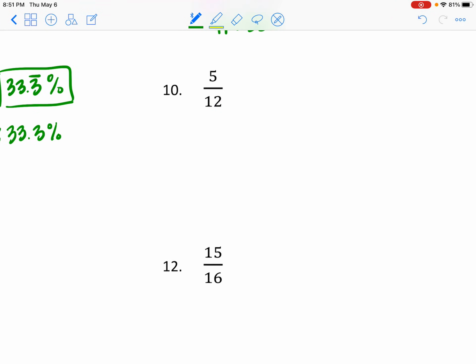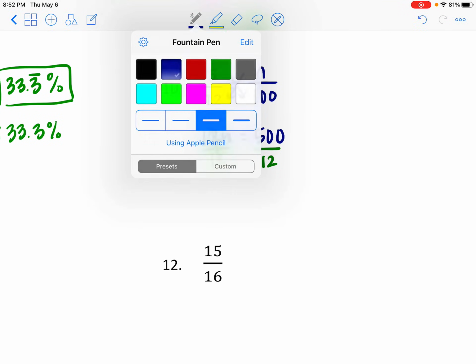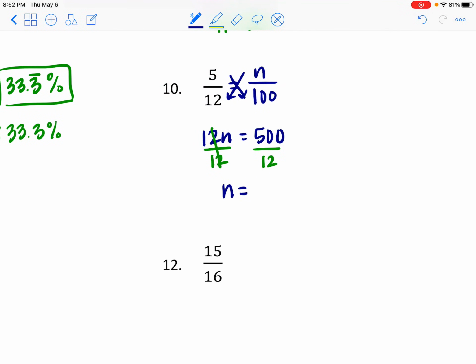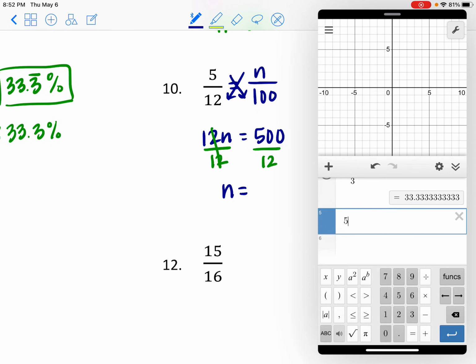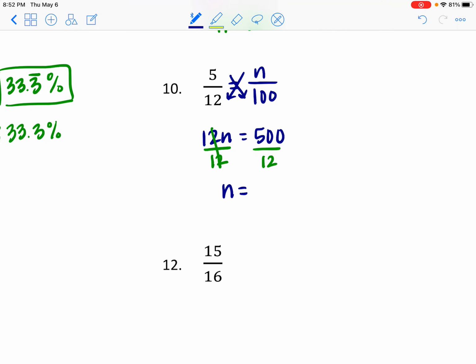Okay, let's try again. We're going to say 5 is to 12 as what is to 100. Let's figure out what that is out of 100. Cross multiplying here, we get 12n. Cross multiplying here, we get 500. So 12n is going to equal 500. Let's divide both sides by 12. That's going to reduce, and n is going to be equal to 500 divided by 12. It's 41.6 repeating this time.